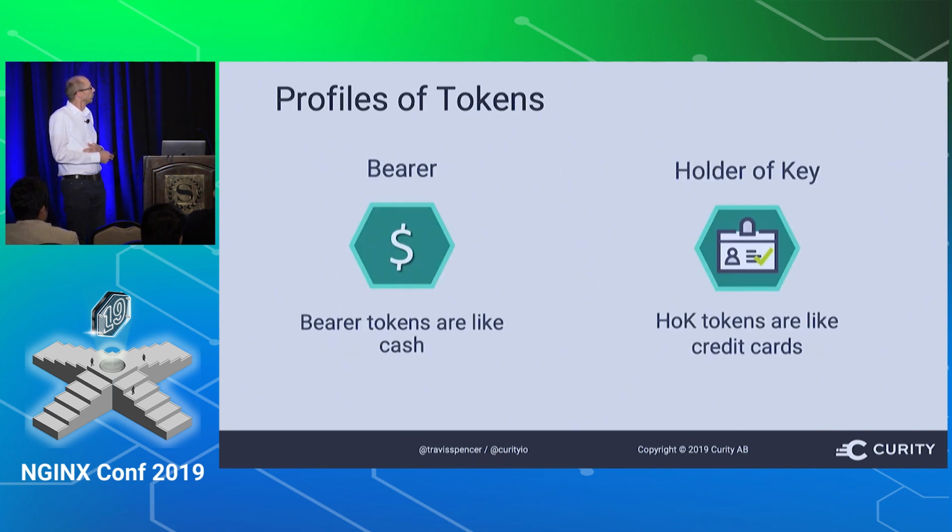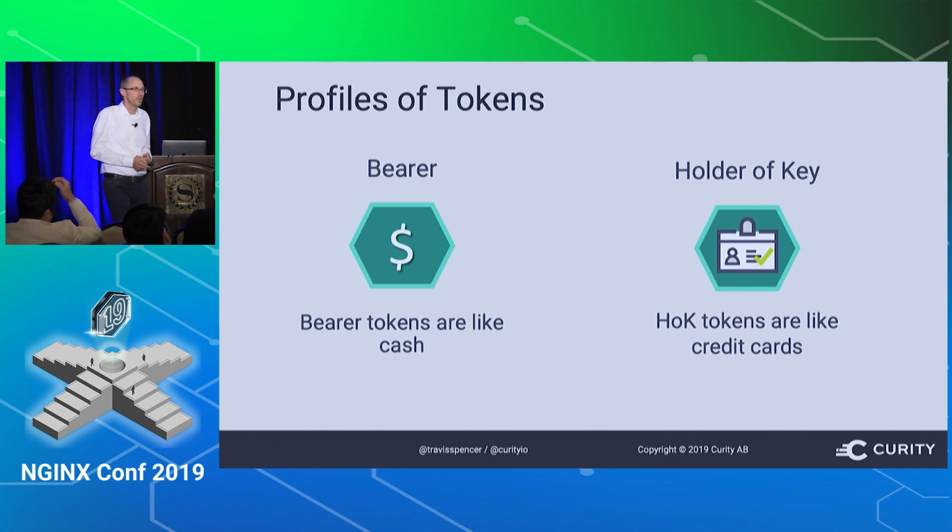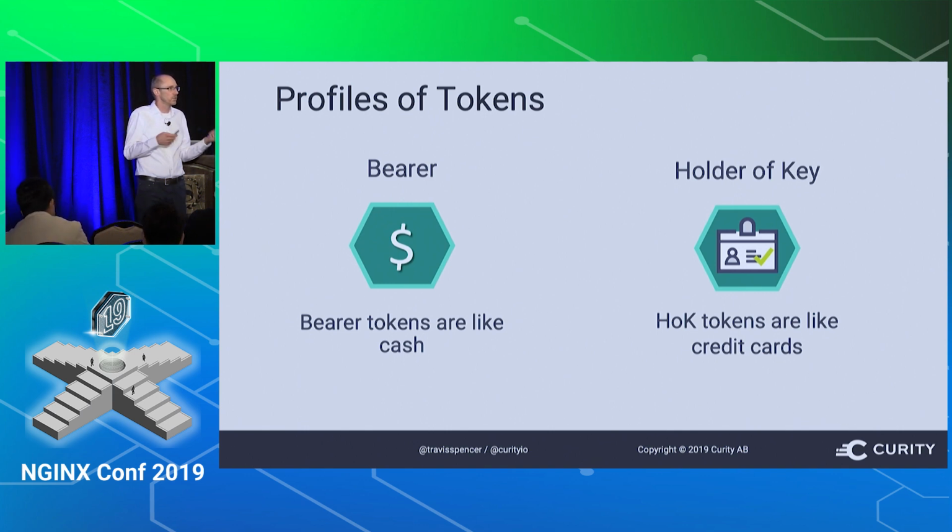We also have different profiles of tokens. We have something called bearer tokens and holder of key tokens. A bearer token is like a bearer bond, like cash. If you find it, you can use it. So there's no tie between the one presenting the token and the one to whom the token was issued. So if you're lucky enough to find $5 outside and you go to Starbucks, you can spend it and the barista just accepts it. Doesn't matter that you found it on the street, right?